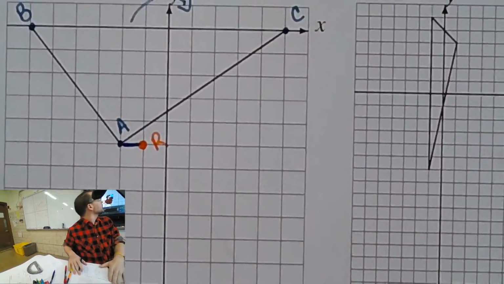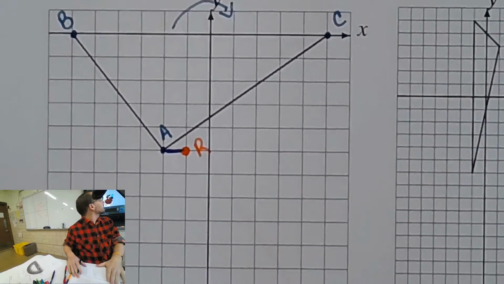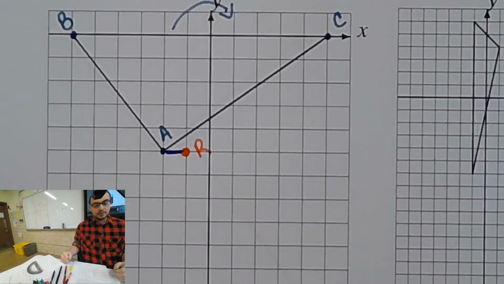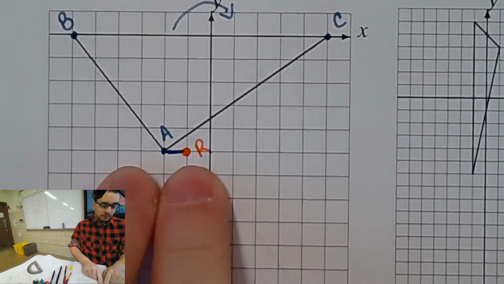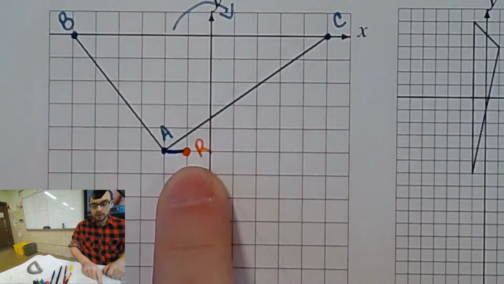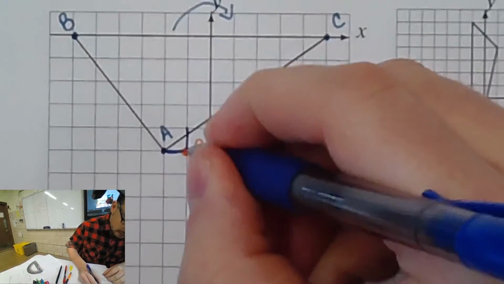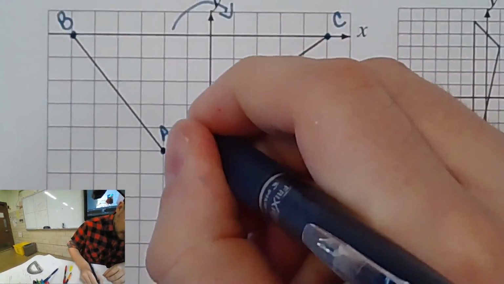Let me zoom in a little bit more for you. All right, so when we do this, we've got a horizontal line that's pointing to the left, going from our center of rotation. And when we do 90 degrees, it's going to be vertical, pointing upwards. Everybody cool with that? All right. So now A prime is going to be here.